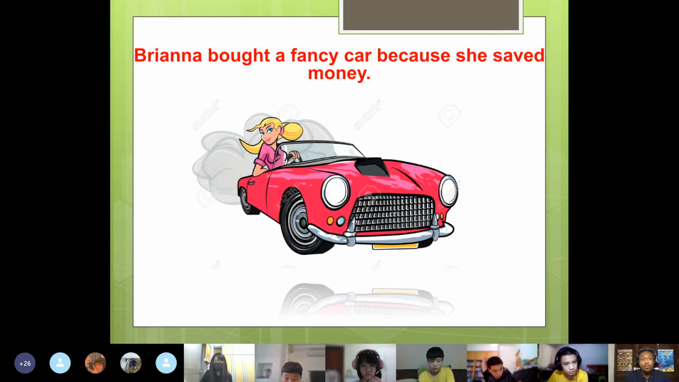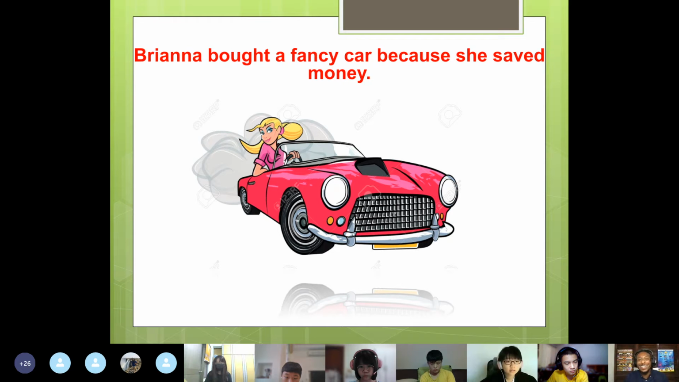Okay. Brianna bought a fancy car because she saved money. All right. Protina, what do you think? If Brianna hadn't saved money, she wouldn't have bought a fancy car.